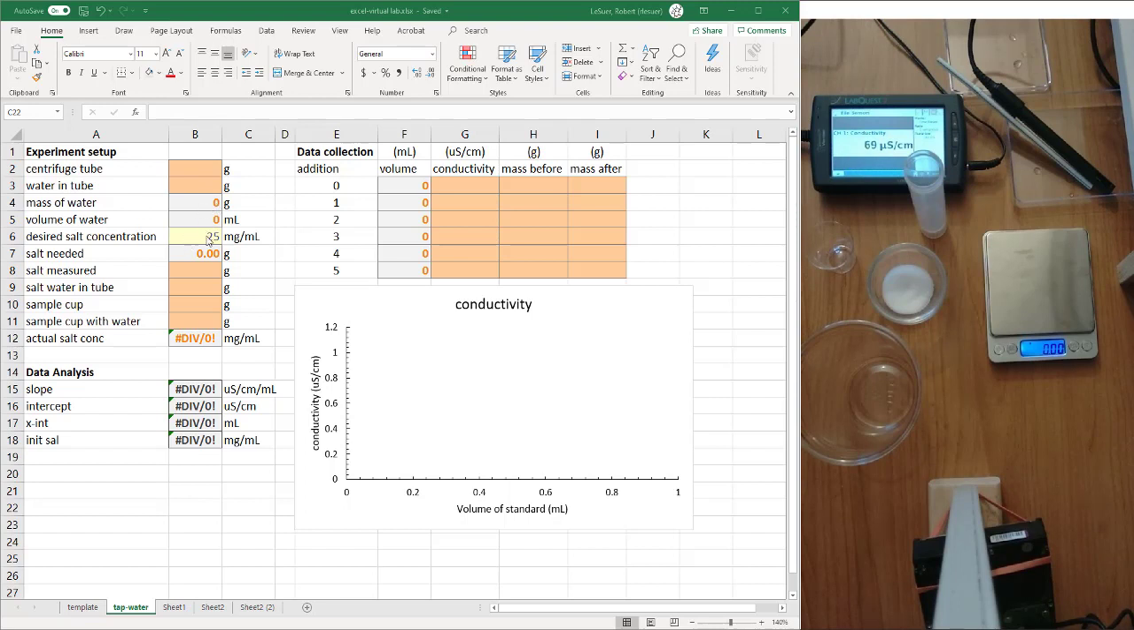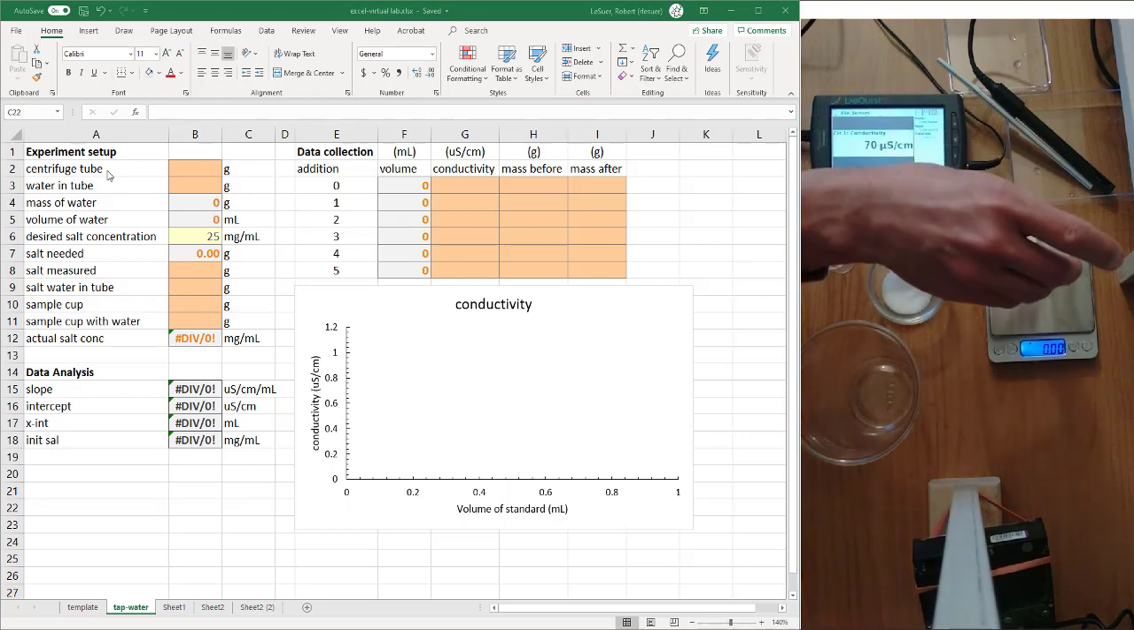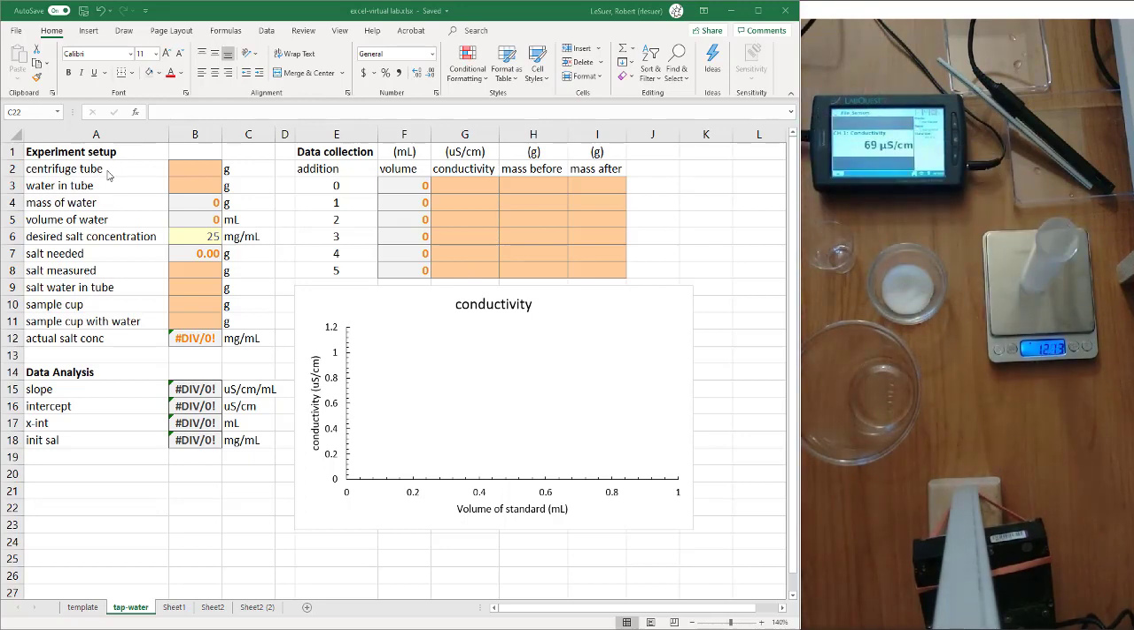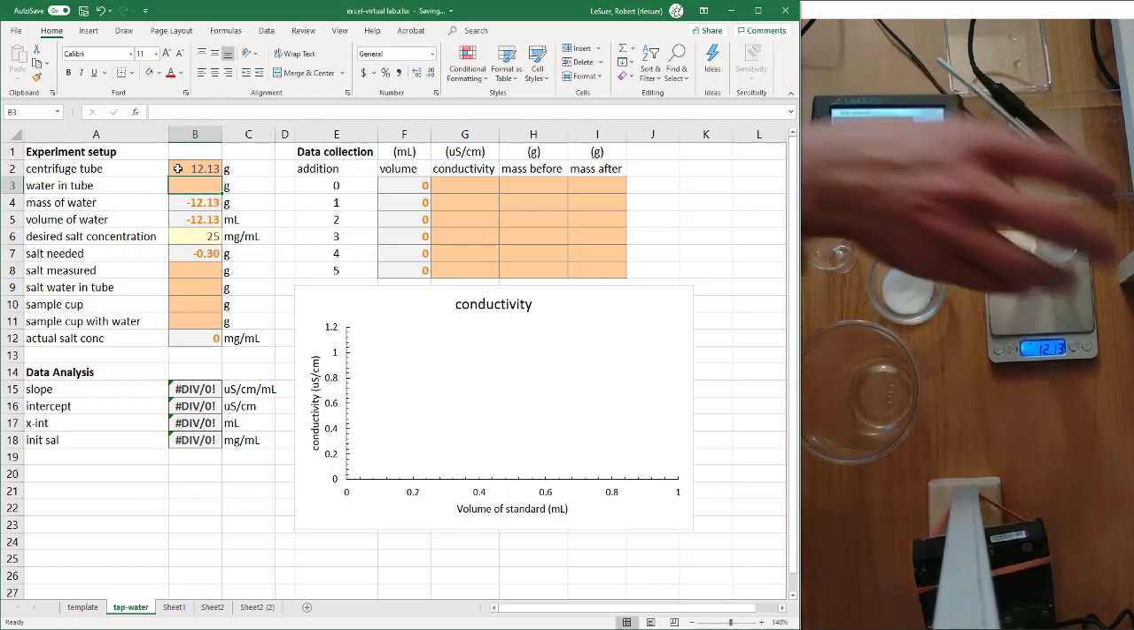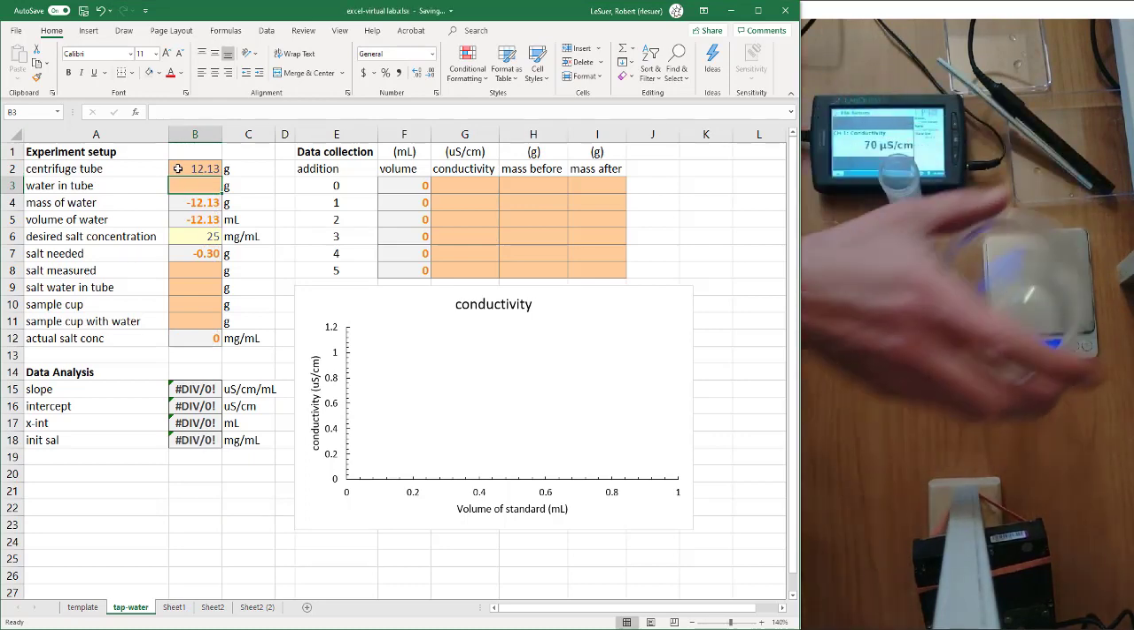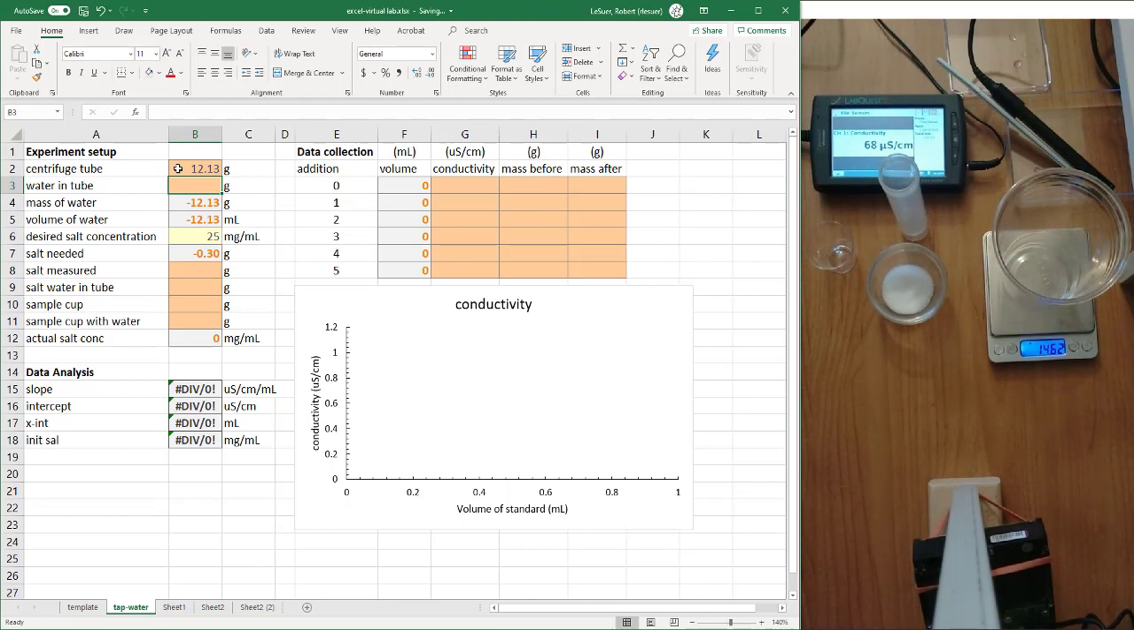This one here is fixed, so the desired salt concentration is going to be fixed at 25 milligrams per milliliter for this experiment. And then these in the bottom left-hand corner are our outputs. Okay, a couple things that we do need to know before we get started are some masses. So I need to know the mass of the centrifuge tube, so I'm going to put that on there. And the mass of that centrifuge tube is 12.13.